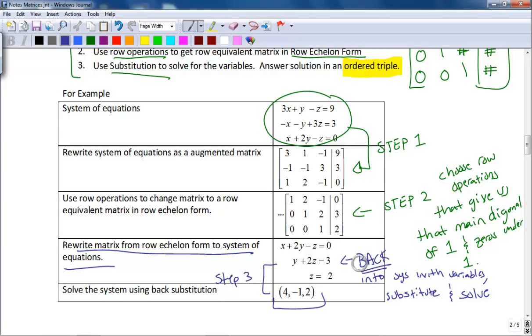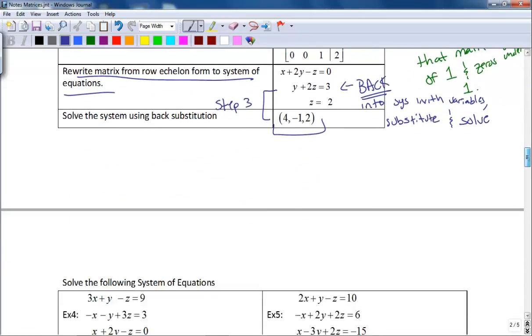Now notice I said we're going to get back into our linear equations with variables and do the substitution. That's why it's called back substitution, because you leave a matrix form and you go into your linear equation form and then you substitute and solve. Well, let's take a look at an example of doing this.